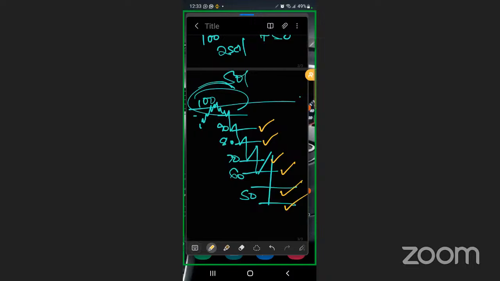Now, when are we selling? When are we selling? This is where the modes come in.